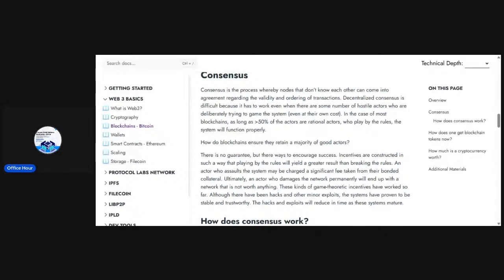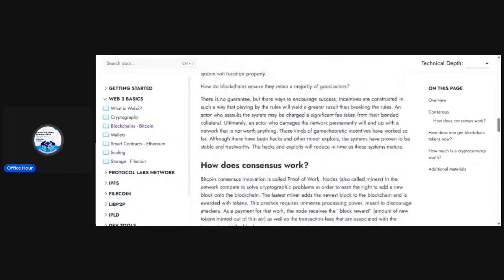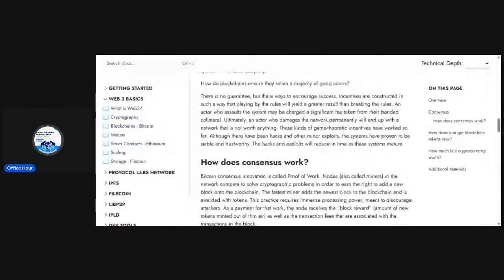These kinds of game theoretic incentives have worked so far, although there have been hacks and other minor exploits. The system has been proven to be stable and trustworthy. The hacks and exploits will reduce in time as the system matures. So another good thing about the space is security. You can also explore blockchain security as well. That's the hot cake as well.